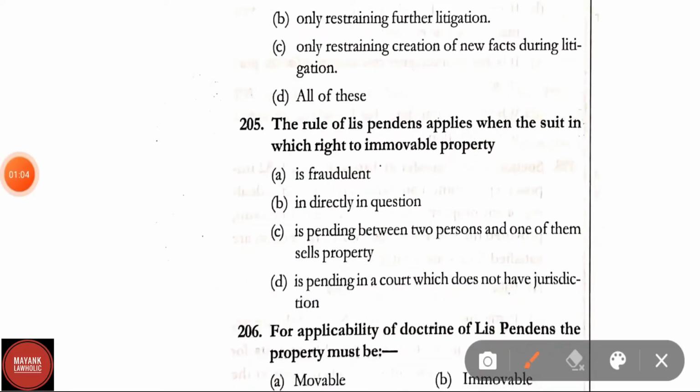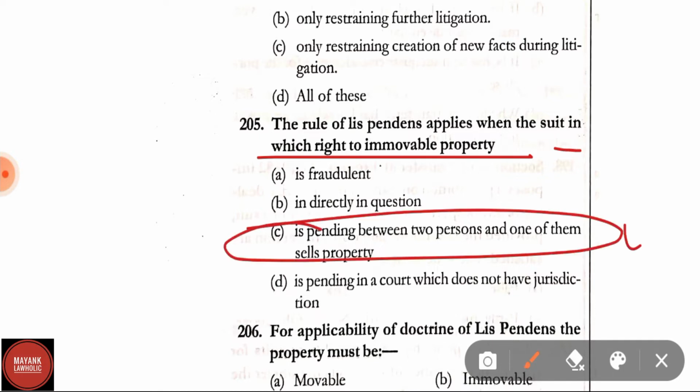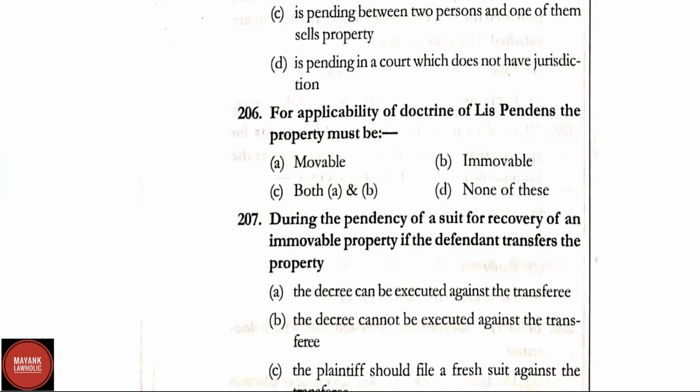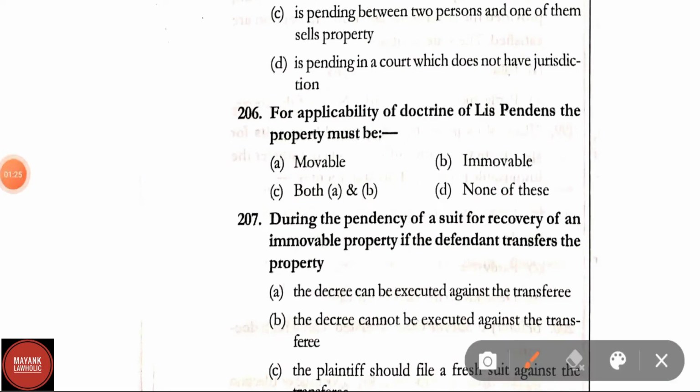Question number 205. The rule of lis pendens applies when the suit in which right to immovable property is fraudulent and is directly in question, is pending between two persons and one of them sells property, is pending in a court which does not have jurisdiction. Correct answer is option C, that is pending between two persons and one of them sells property. Question number 206. For applicability of doctrine of lis pendens, the property must be movable, immovable, both A and B, none of these. Correct answer is option B, that is immovable.